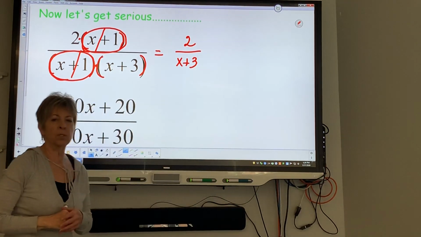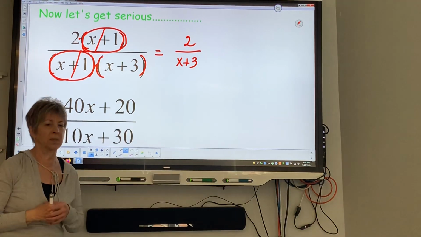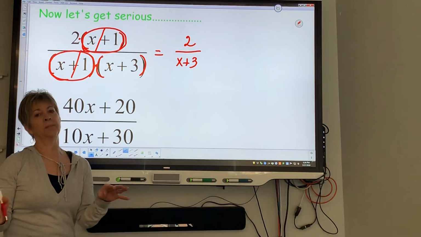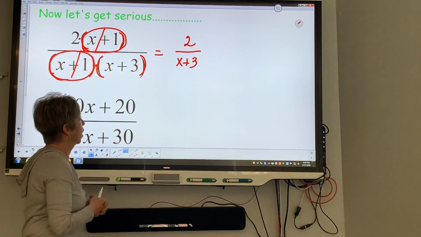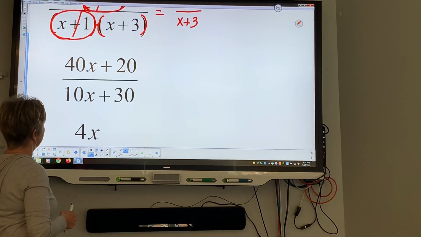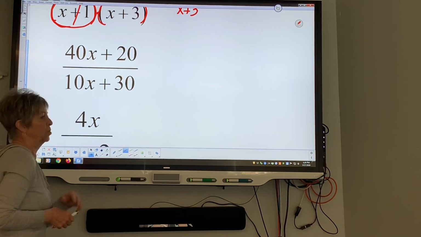We don't need those parentheses around the x plus 3 in the denominator because the fraction bar puts understood parentheses around the numerator and denominator. All right, now let's look at the next one. It's a little more challenging.